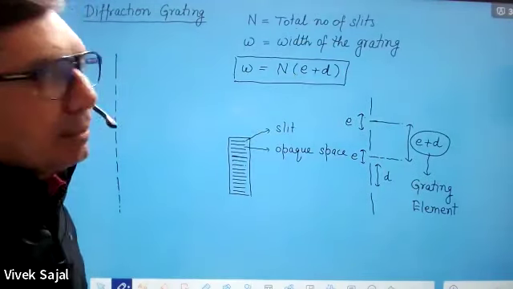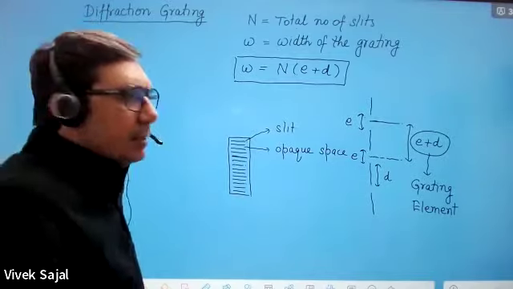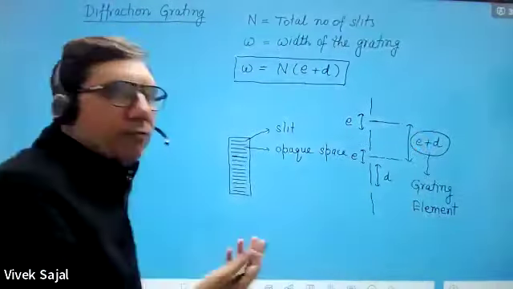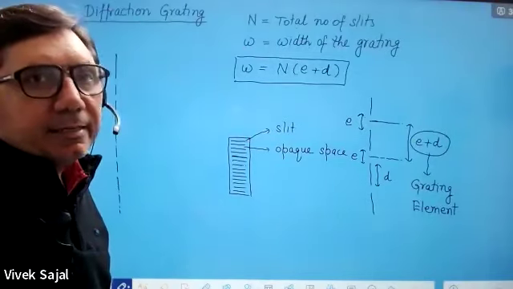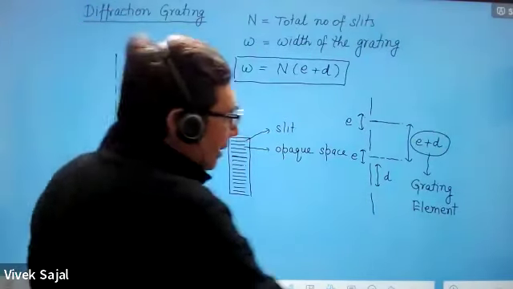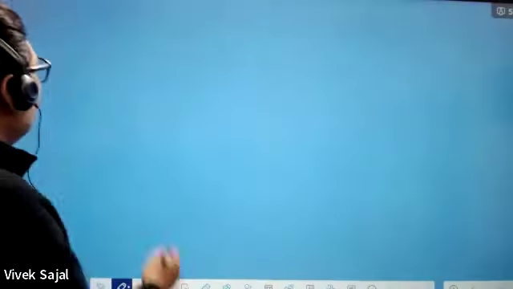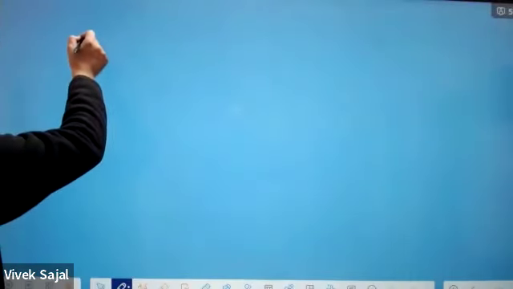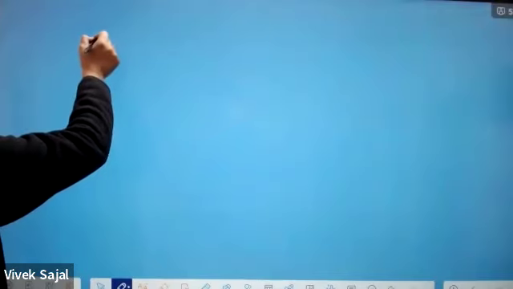Now, how to calculate this grating element? In most of the numericals related to grating, first you have to calculate the grating element. So how are you going to calculate the grating element e plus d?